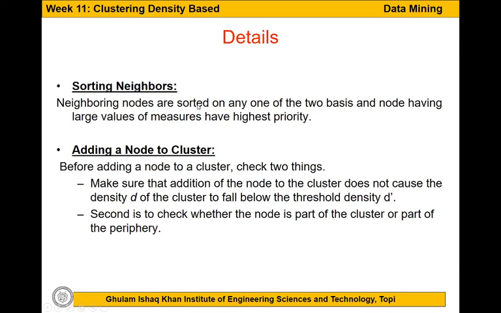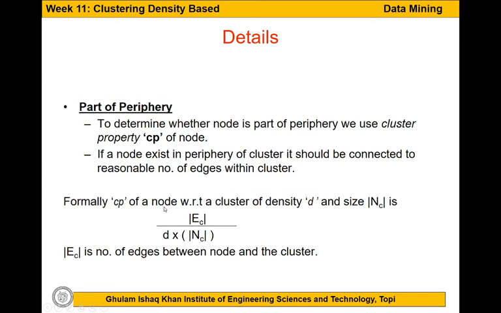The neighboring nodes are then sorted on any one of the criteria which I told earlier, and the one having the largest value will be added to the cluster. Before adding a node to the cluster, we need to make sure of two things. One, once we add the node to the cluster, the density of the cluster should be above the threshold. Secondly, we need to check whether the node is part of the cluster or part of its periphery. Now this task is to be computed using this property.